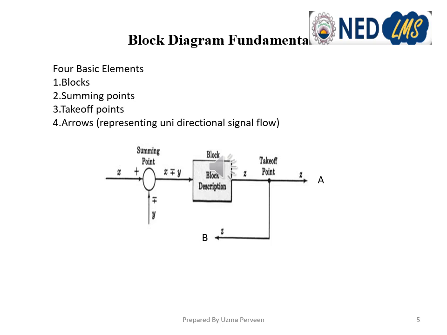And the takeoff points are those points in which a single signal is transmitted to more than one point. For example, here the output signal Z is transmitted to 2 points A and B. And these arrows are unidirectional, showing the direction of the signal flow.